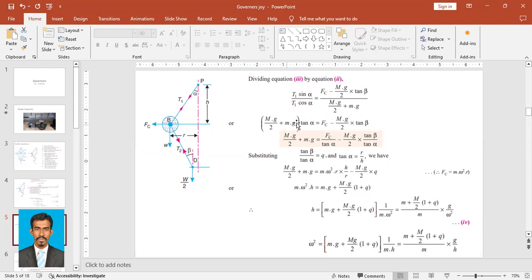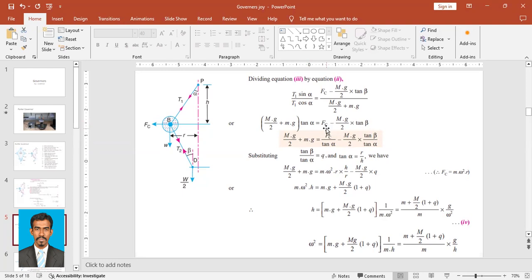So capital Mg by 2 plus mg into tan alpha, because T1 and T1 will be cancelled out. Sin alpha by cos alpha is equal to tan alpha, and by cross multiplying, capital Mg by 2 plus small mg tan alpha equals Fc minus capital Mg by 2 into tan beta. So now we have tan alpha on one side and tan beta on the other side. Capital Mg by 2 plus mg equals Fc upon tan alpha.